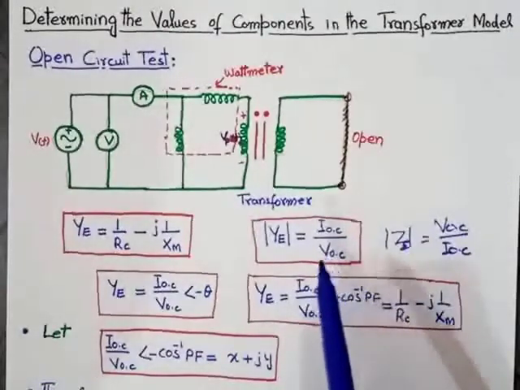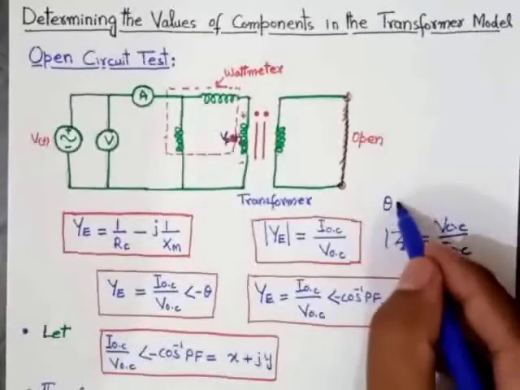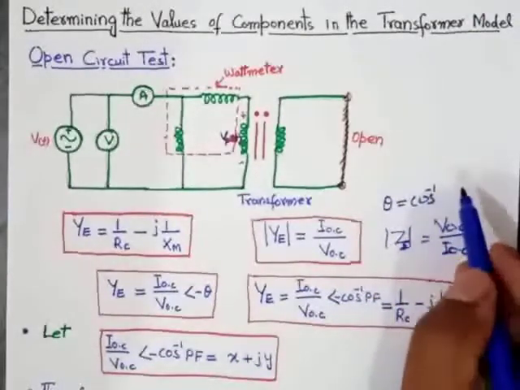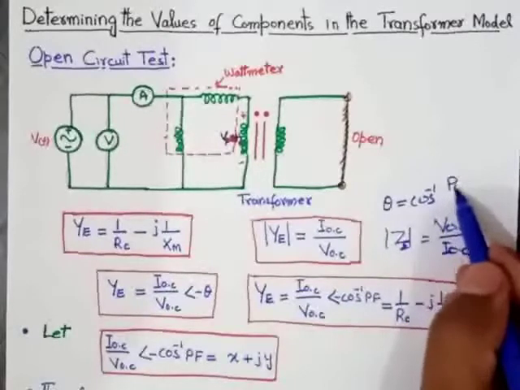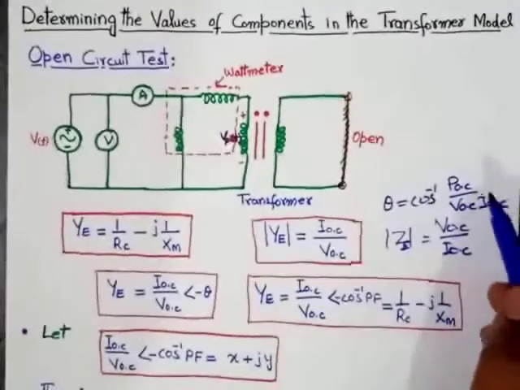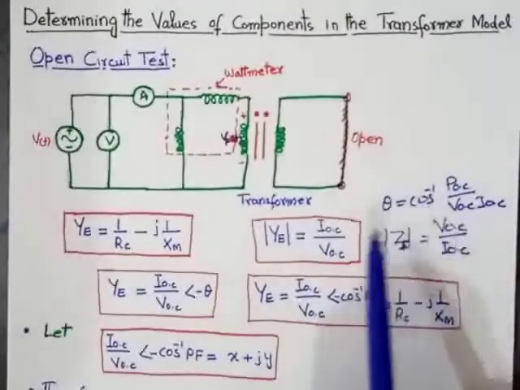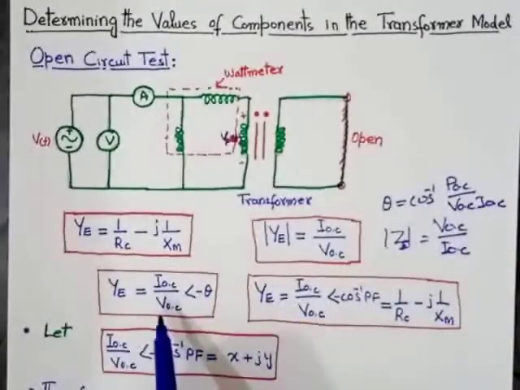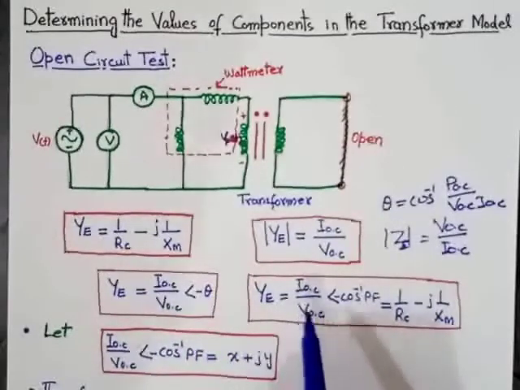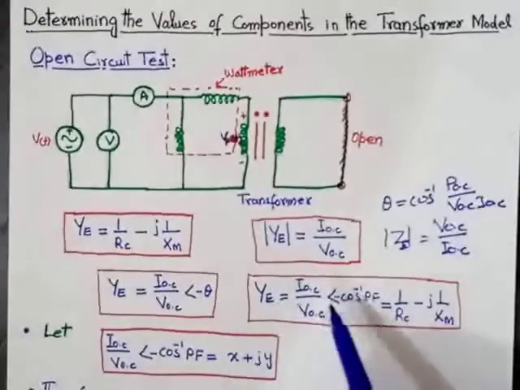And the value of theta we will determine, as we have already discussed. The value of theta we can determine by using this formula, that is theta is equal to cos inverse of P open circuit over V open circuit into I open circuit, as we have already discussed this formula. So putting the value of theta and the magnitude in this equation, we will get the real part plus imaginary part. This is the polar form, and we can convert this form into rectangular form.